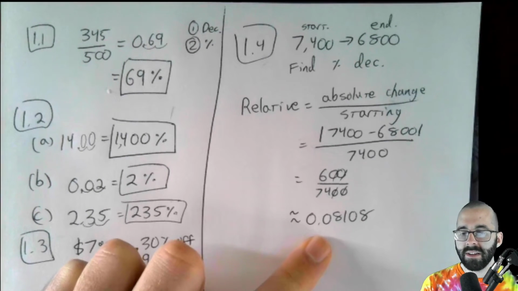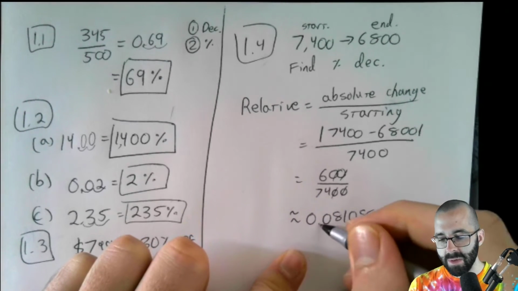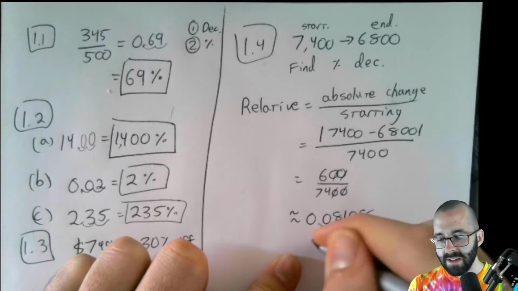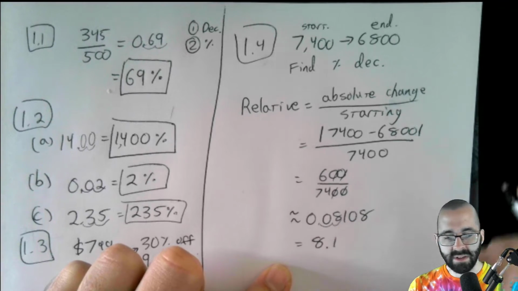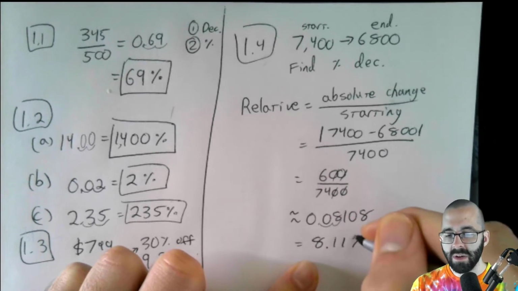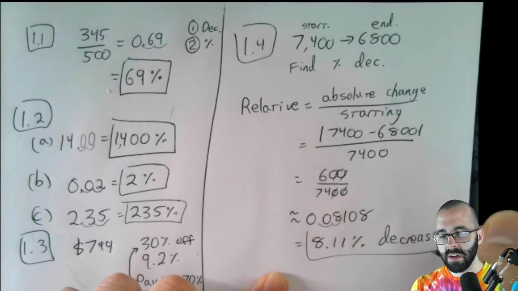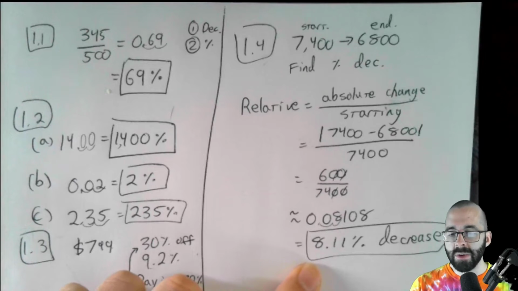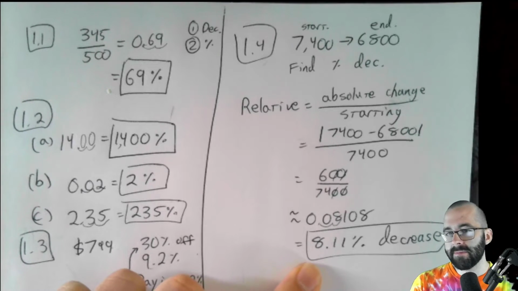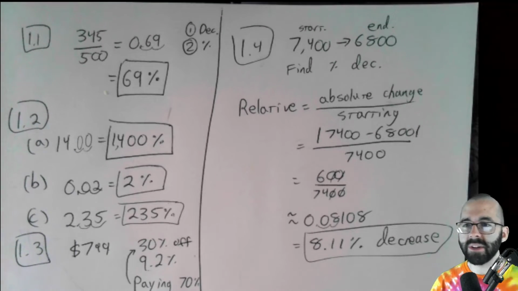And we want to know what percent is this. So again, just like in the first video, we move the decimal place 2 to the right and say this is about 8.108, or you can round it to 8.11% decrease. All right, so the car was originally 7,400. It decreased to 6,800. That was an 8.11% decrease. And that's just what we're doing. We're just using these formulas.